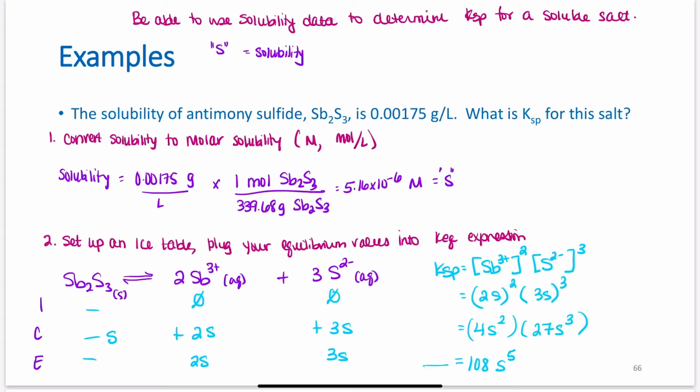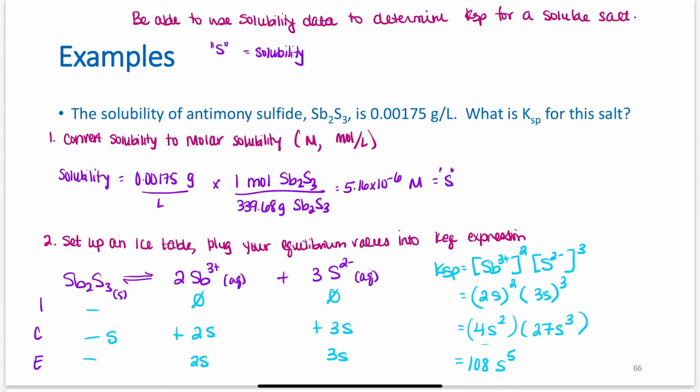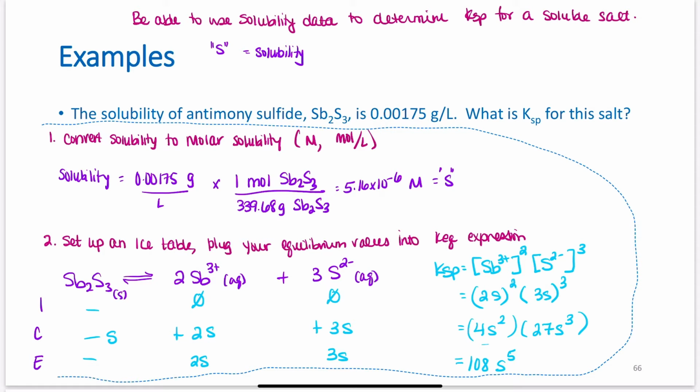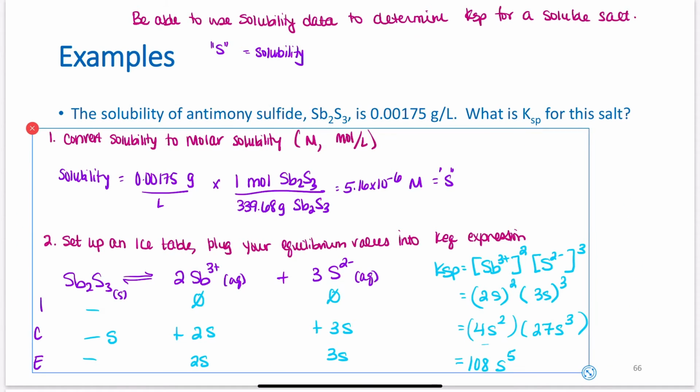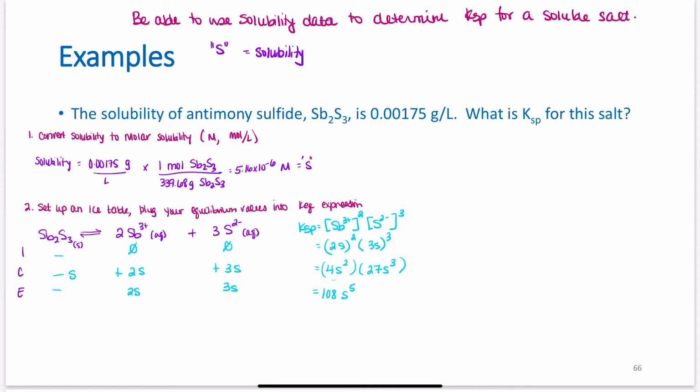If you're uncomfortable with how I got to this point, you can go ahead and plug your values in under S right above that. I don't care. I like to simplify these down as much as possible before I plug numbers in because I'm more likely to make a mistake in my calculator if I don't. So I've got 108 S to the 5th. But what is S? S is my solubility, my molar solubility, which I determined already.